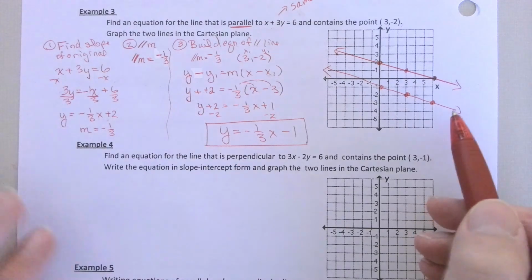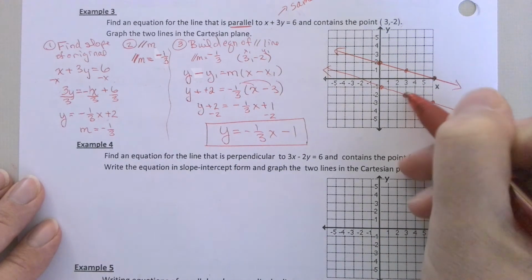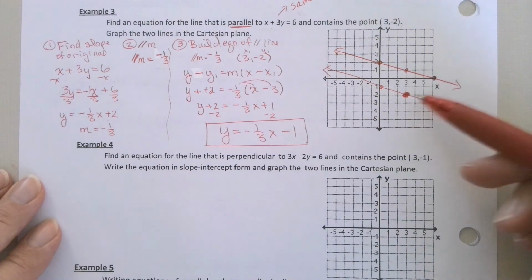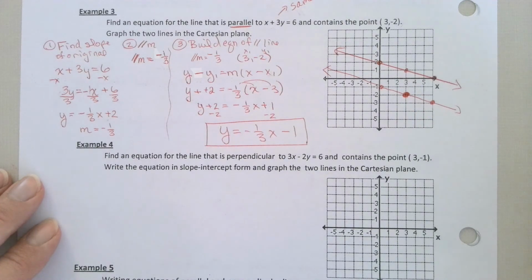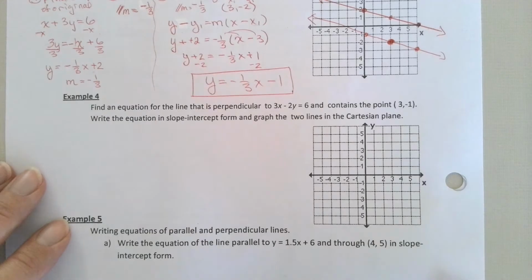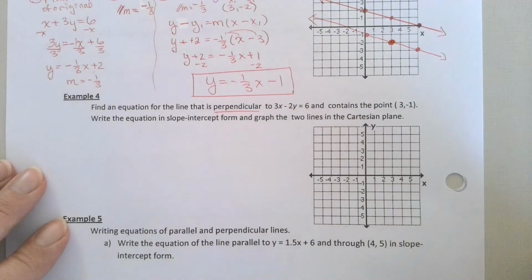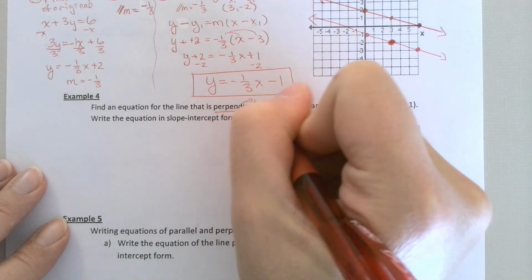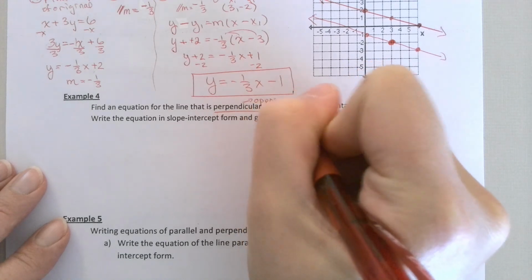Okay? So this point was my anchor point, and it was not on this line. It gave me a point to put in for parallel. All right, same idea on this next one. The difference is we're talking about perpendicular lines. So perpendicular lines have opposite reciprocal slopes.